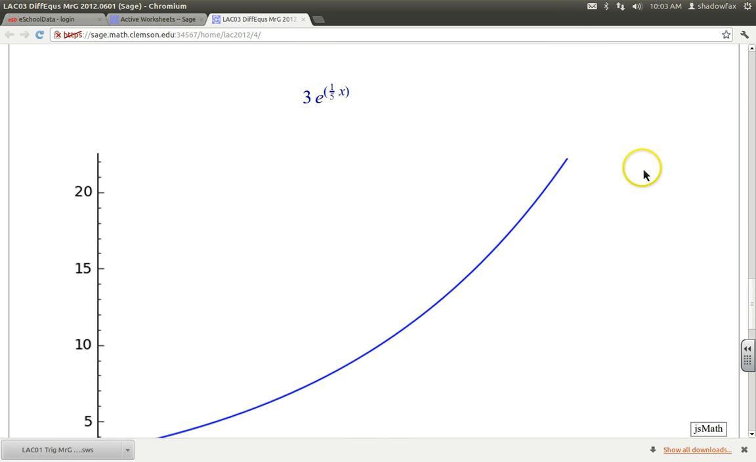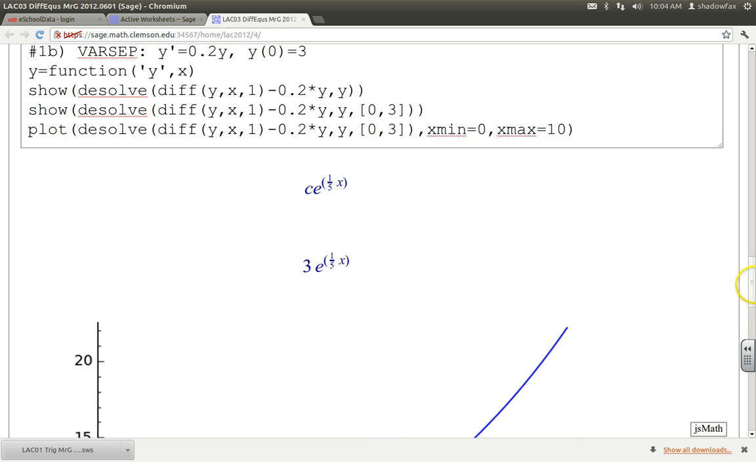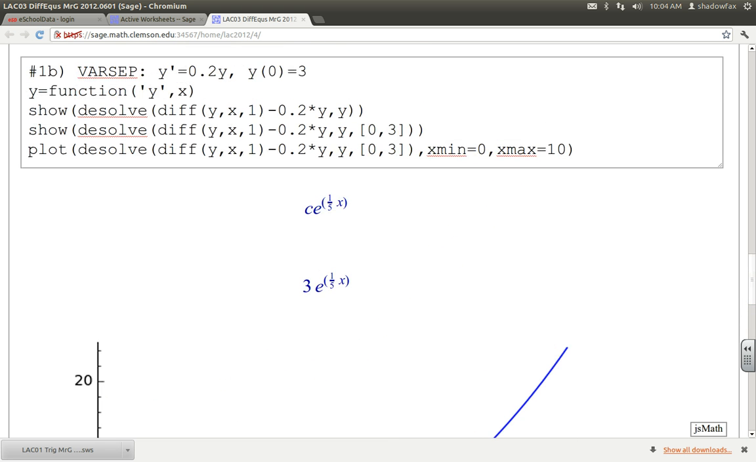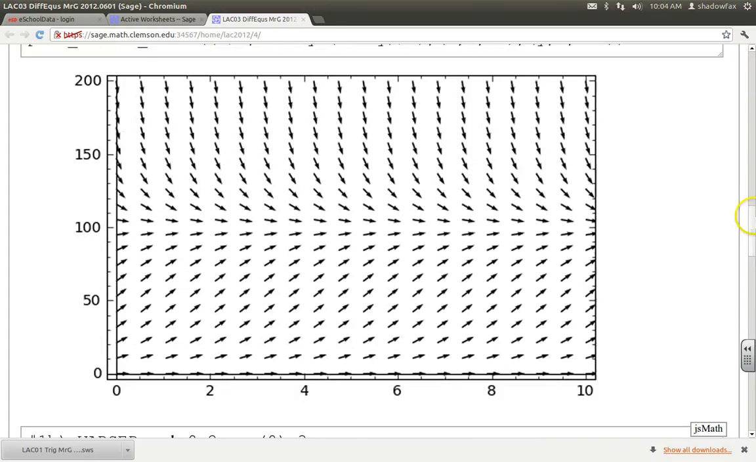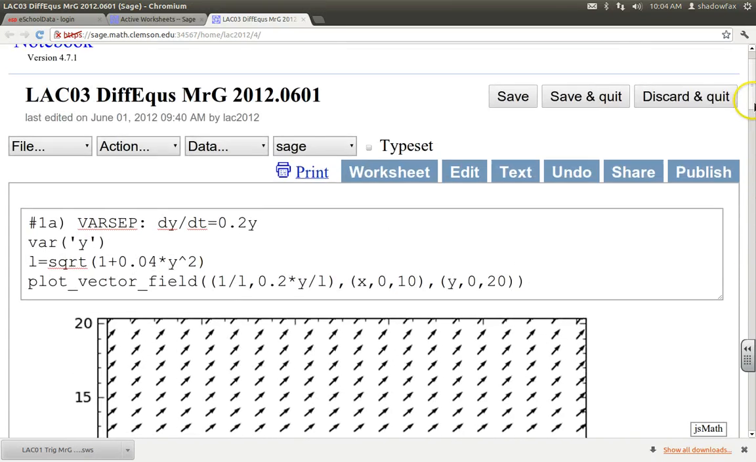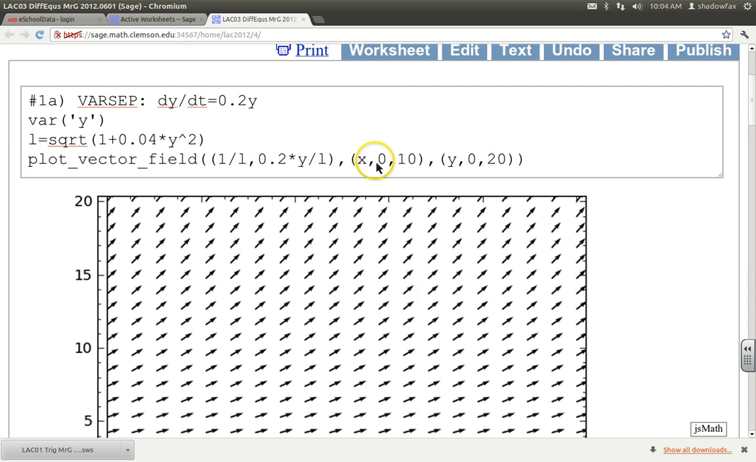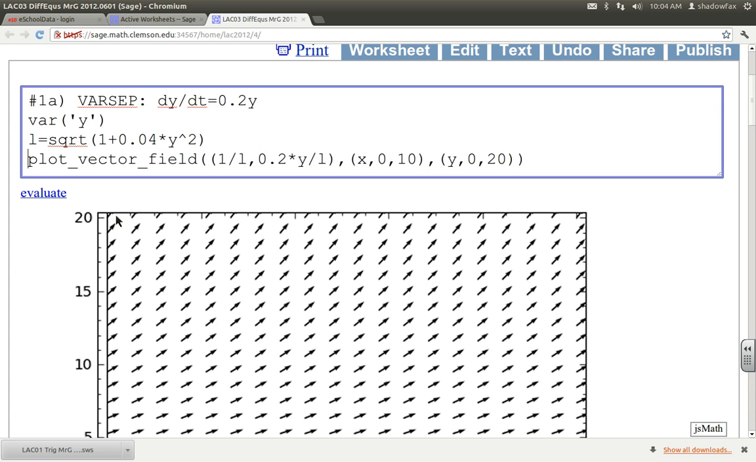Exponential growth, perfect. Now, here's what I want to do. I want to put that graph on top of its slope field. How do you suppose we can do that? We can plot something as one thing, and then plot. So name your plots. Go back to 1A. 1A has the same domain, 0 to 10, right? So call this something like plot 1A equals.